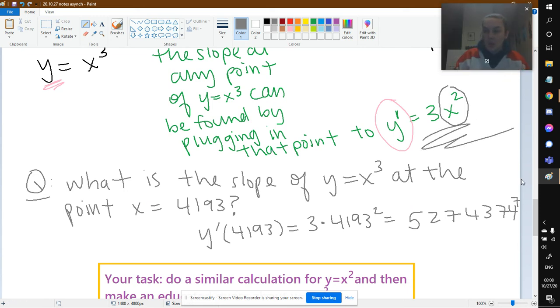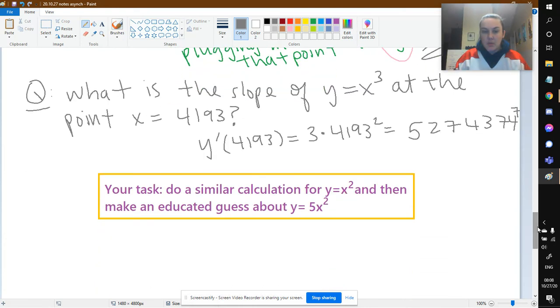Pretty good. Your work is going to be doing a similar calculation for y equals x squared, so a new function. You are going to have to find the slope at 4 points, graph those points, and see, does this function look familiar? It will. It'll be a linear function, so you'll be able to figure out what it is. Use y equals mx plus b. And then the other question I'm going to ask is to make an educated guess about y equals 5x squared. I don't want you doing the calculations over again. I'm interested in your thought pattern. I'm not interested that everyone gets everything right immediately.